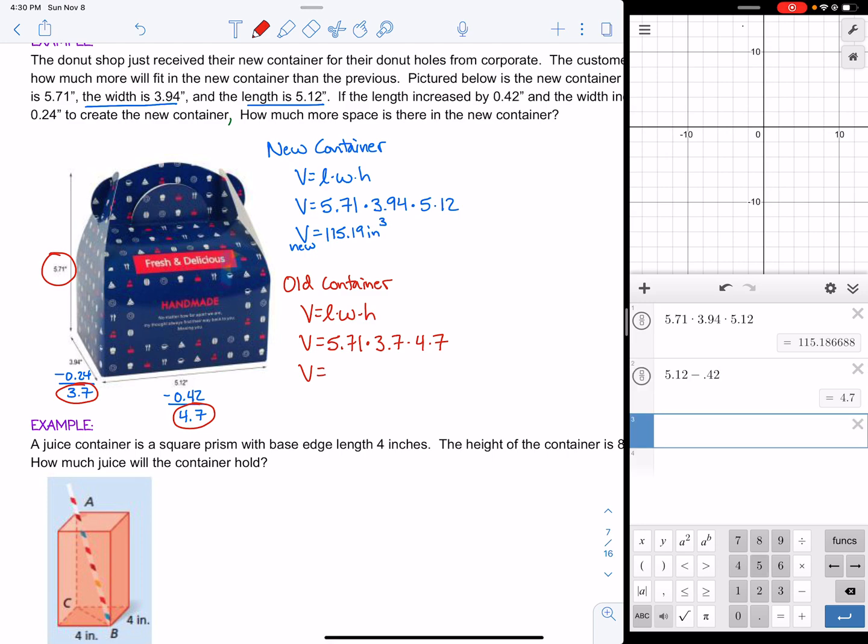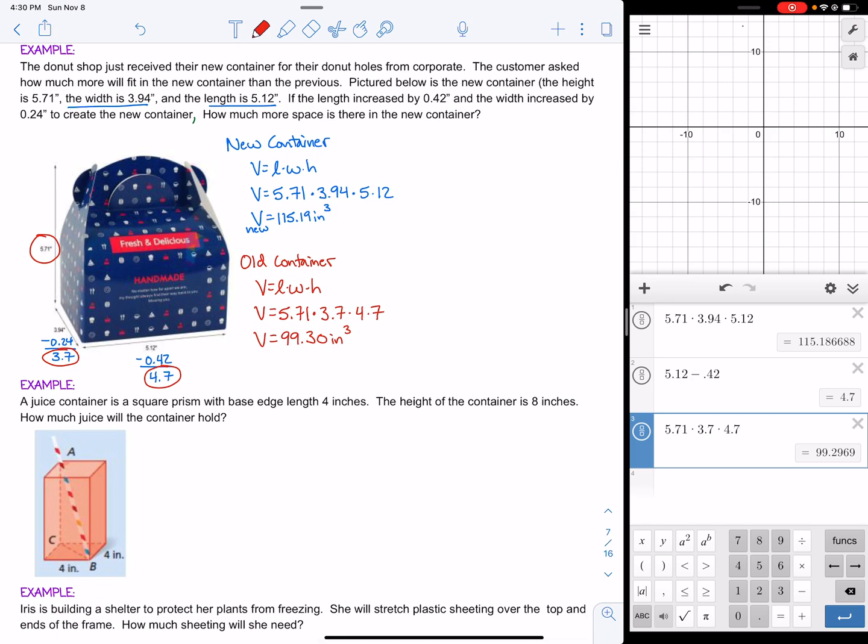All right, so 5.71 times 3.7 times 4.7. So we get 99.2969. So let's say 99.30 cubic inches. Now check your work and see if you've answered the question they asked. So it says, how much more space is there in the new container? So we have the volume of both containers, but we have not answered that question yet.